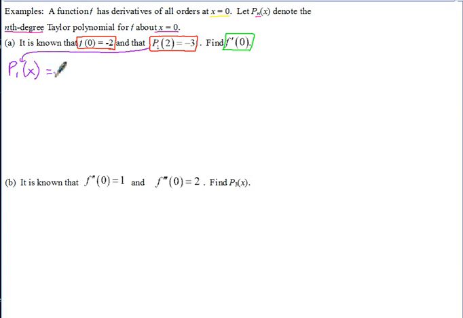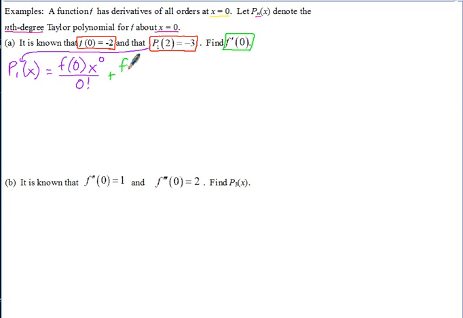So let's follow the pattern. And sometimes when you're writing these out, it's helpful to write even the parts that aren't going to show up, just so you can develop the pattern. So the first one is going to be the zeroth derivative of 0, so f of 0, x to the 0 over 0 factorial.